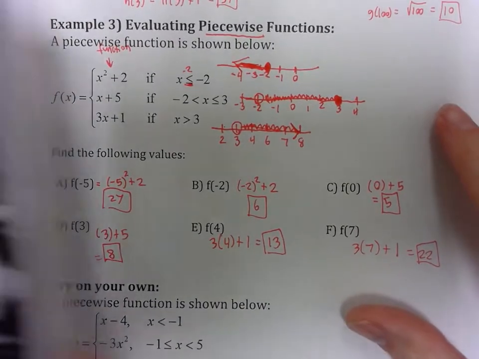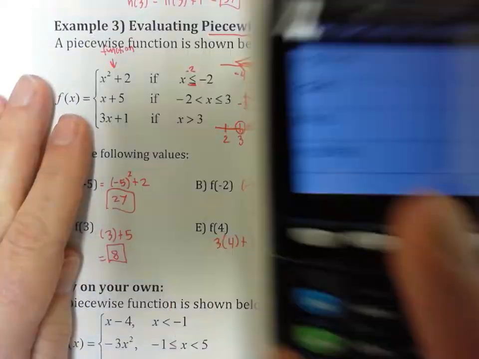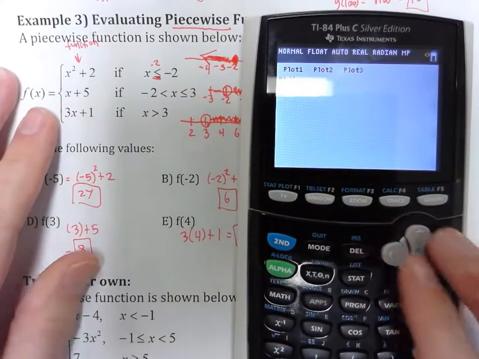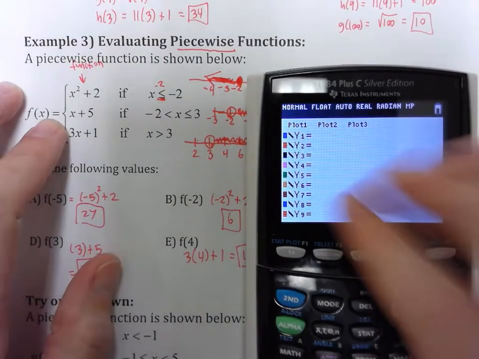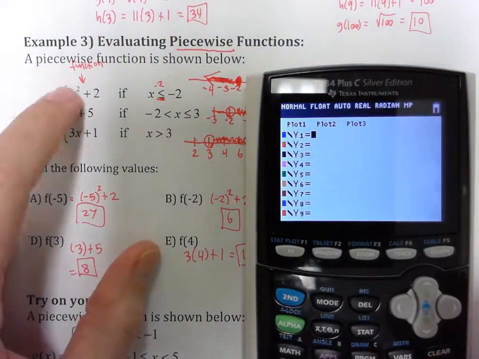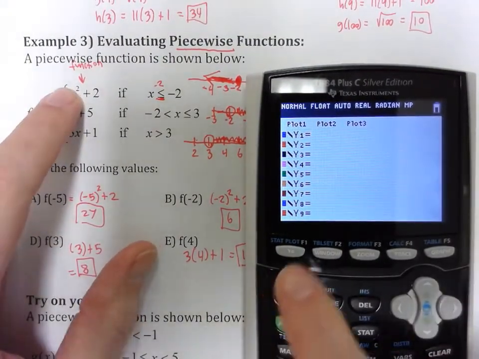Now, you know me, I like the calculator. So I'm going to show you how to type this in the calculator. You can actually use your table of values to get these numbers. Here's what you're going to do. You're going to go to your y equals.